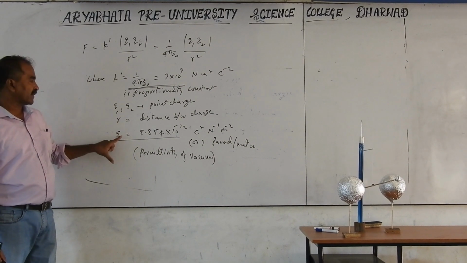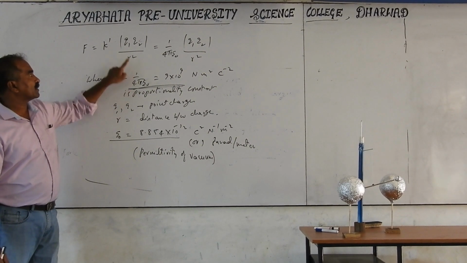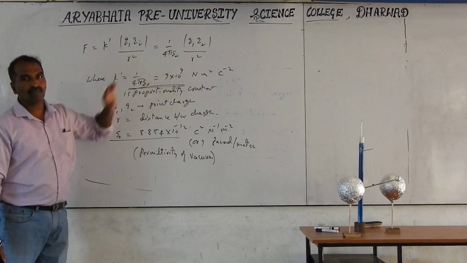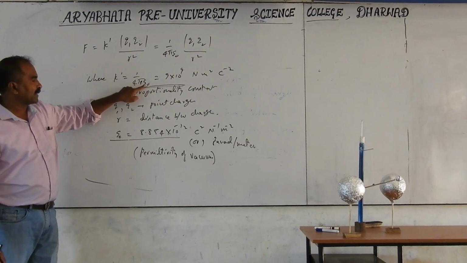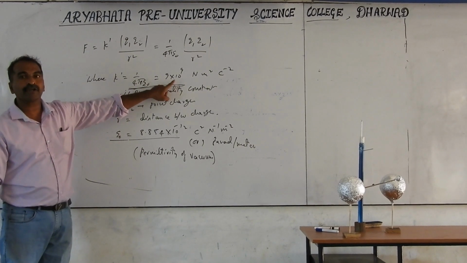So you will have to remember these values, epsilon naught and also the proportional constant value 1 by 4 pi epsilon naught. By substituting this epsilon value here, with pi as 22 by 7 or 3.14, you get this approximately equal to 9 into 10 to the power of 9.